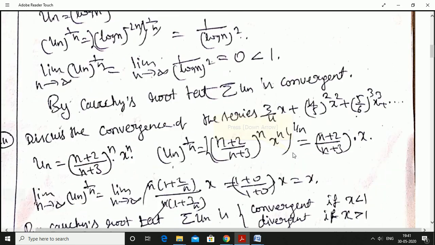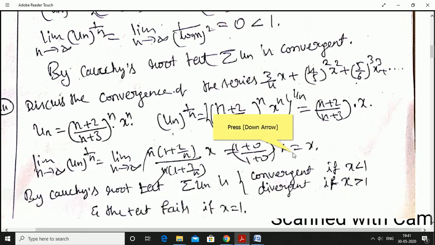One more problem. Discuss the convergence of the series (3 by 4) into x plus (4 by 5) whole square into x square plus (5 by 6) whole cube into x cube plus dot dot dot. Observe the terms x square, x cube, meaning x power n. Here 3 by 4, next term is 4 by 5 whole square, 5 by 6 whole cube, etc. Powers are increasing 1, 2, 3, means power n is there. 3 by 4, that is (n plus 2) divided by (n plus 3).